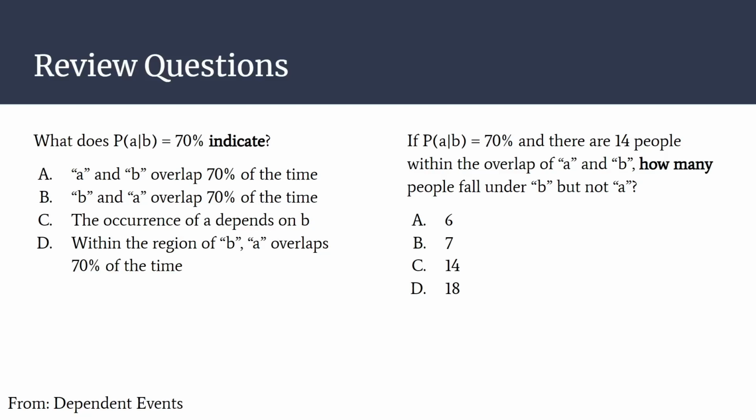Imagine that the 14 people overlapping in both A and B represent 70% of B's total area. To find the total area of B, multiply by the inverse of 70% to get 20. Then take 30% of the total to find the non-overlapping region of B, getting an answer of 6.